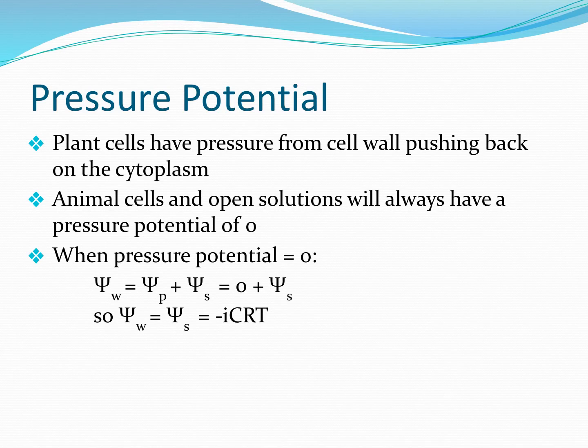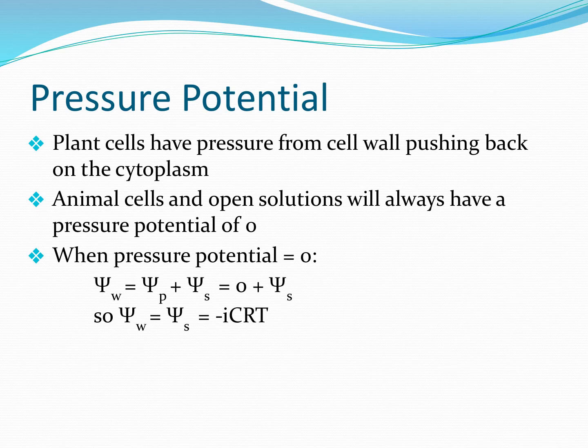The other thing that we have to consider is the pressure potential, which, as I said, usually comes from the cell wall. So it's different depending on if you have a plant cell versus an animal cell or an open solution. The rule of thumb is plant cells have pressure potential. For animal cells or for any open solution, like one in a beaker, there's zero pressure potential because there's no pressure pushing back on the cytoplasm, which has the water and the solute and potentially could move. So for any animal cell, we assume pressure is zero. For any open solution, we assume pressure is zero.